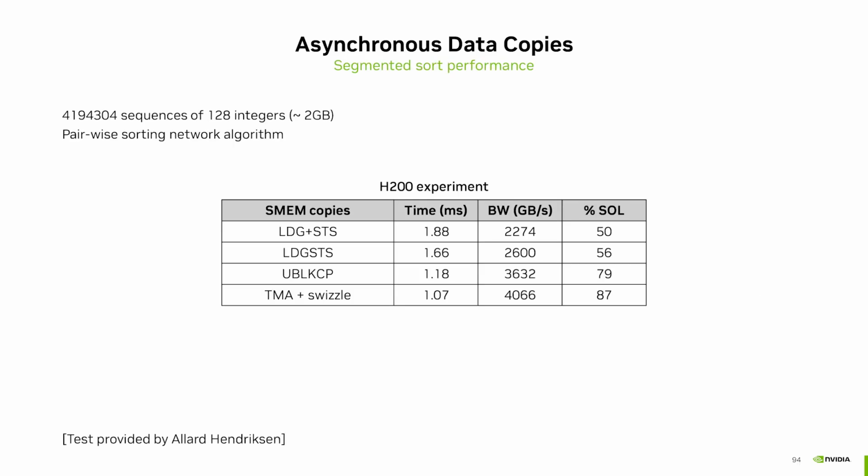OK, so finally, so far I've been talking about theory. Let me show you the performance of the segmented sort for different kinds of shared memory. This test was provided by Allard Hendrickson, one of our dev techs. So you can see that for non-asynchronous copies, we achieve only 50% of speed of light. And as we go to LDGSTS, then TMA without swizzle and TMA with swizzle, we achieve 87% of speed of light.